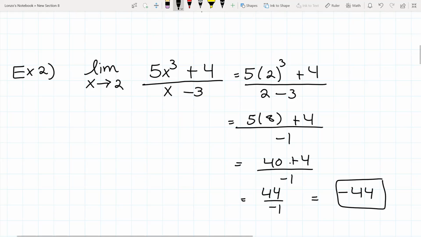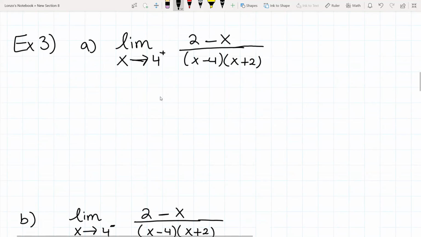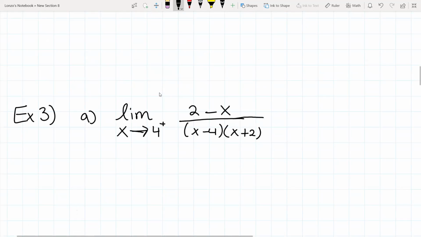So far, simple. You just plug it in, and hopefully you will not get a 0 on the bottom. Now, example 3, there's actually 3 parts, and so part A says we've got to find the limit as x approaches 4, and then this is a plus sign. What that plus means is 4 from the right. This is an example of a one-sided limit.